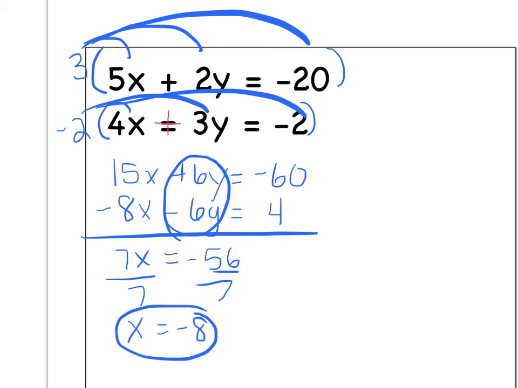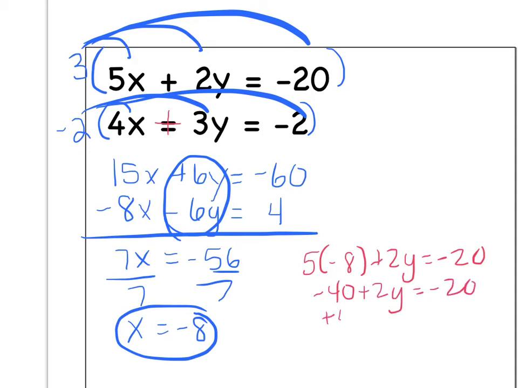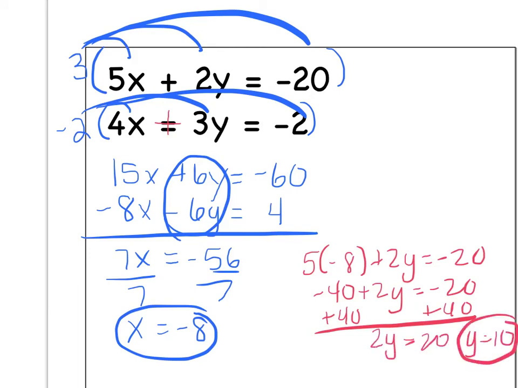I'm going to take that negative 8 and plug it back in. So we've got 5 times negative 8 plus 2y equaling negative 20. Negative 40 plus 2y equals negative 20. Add 40 to each side. 2y equals 20. So y equals 10.